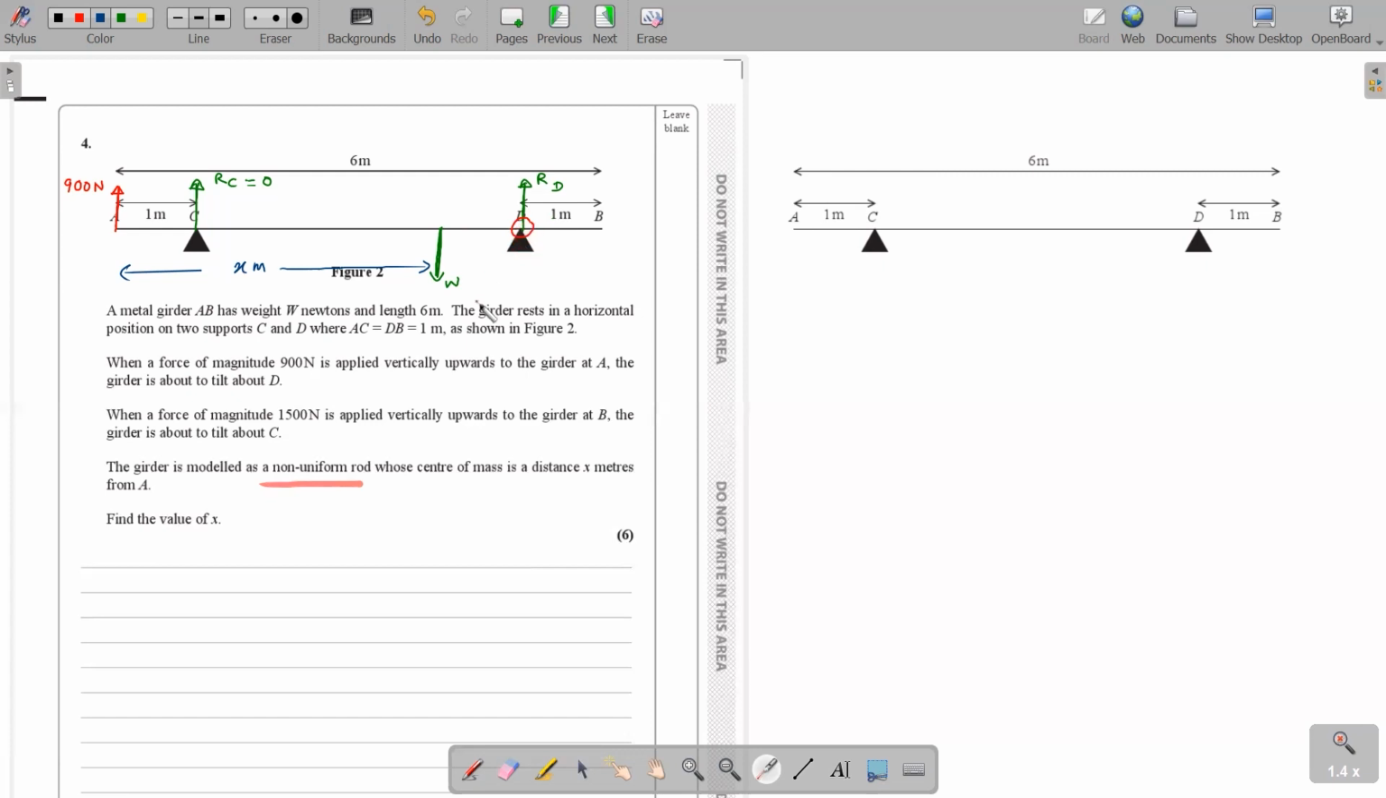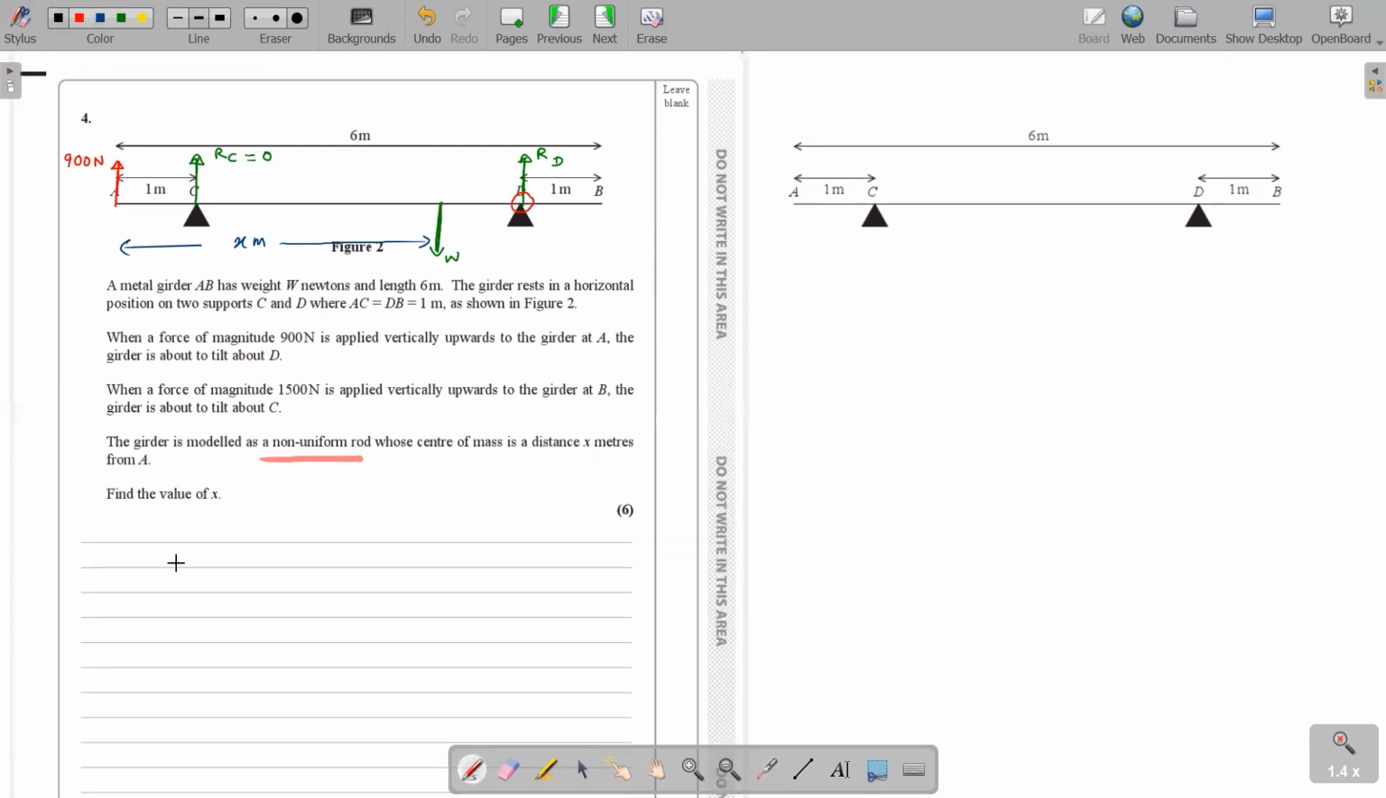So do we need to use up equals down and do anything like that? We don't need to. The only thing you have to do here is take moments around D. That's all, because it's about to tilt. Take moments around D, choosing one direction, either clockwise or anti-clockwise as positive, and apply the equation.